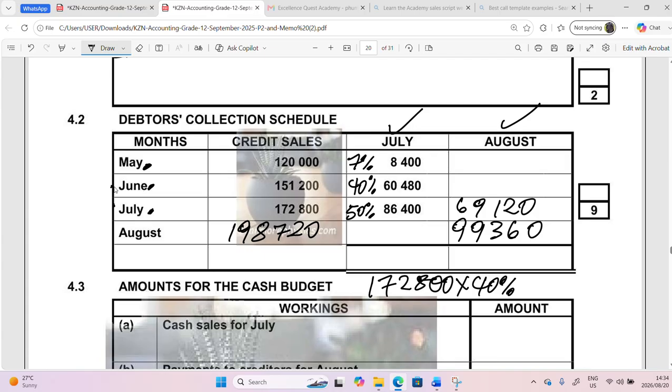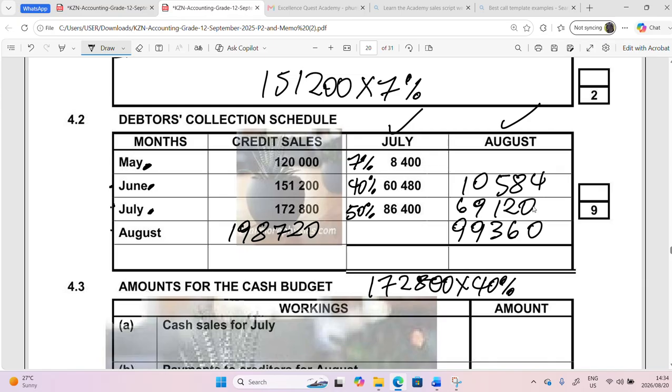And then for June, 2 months after June, it will be July, August. So if we take that amount of 151,200 and multiply by 7%, we should get an amount of 10,584. All right. So for this example, we are done with our debtors collection schedule.